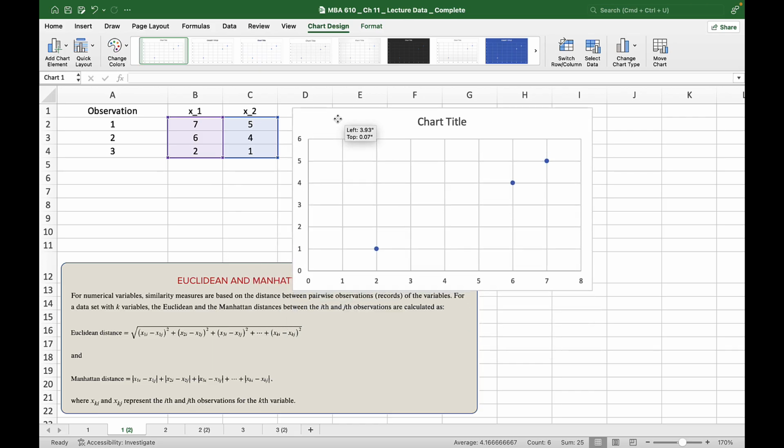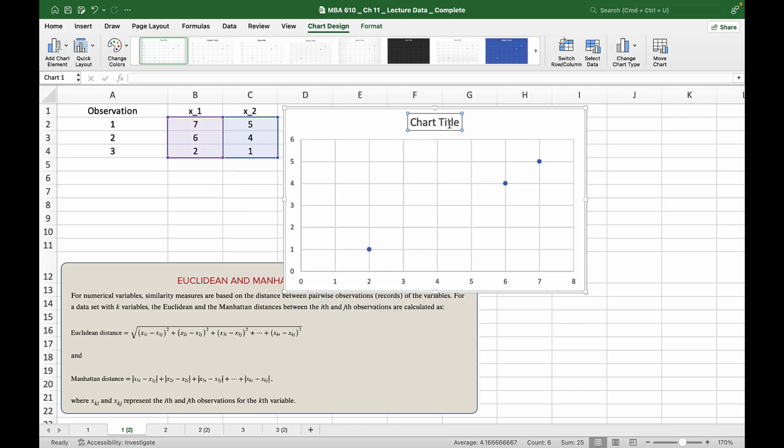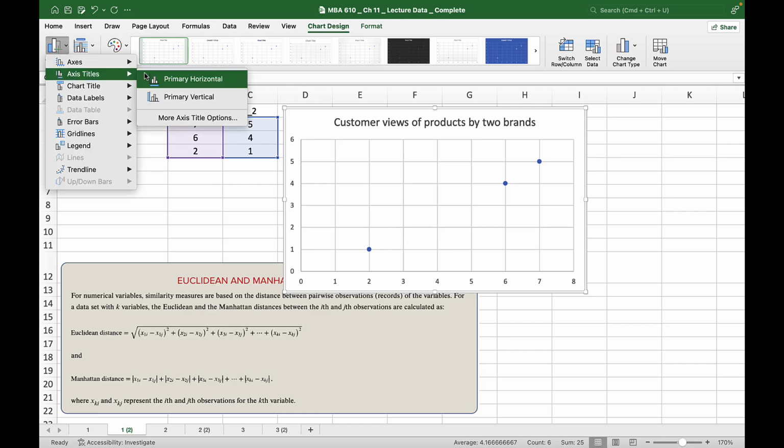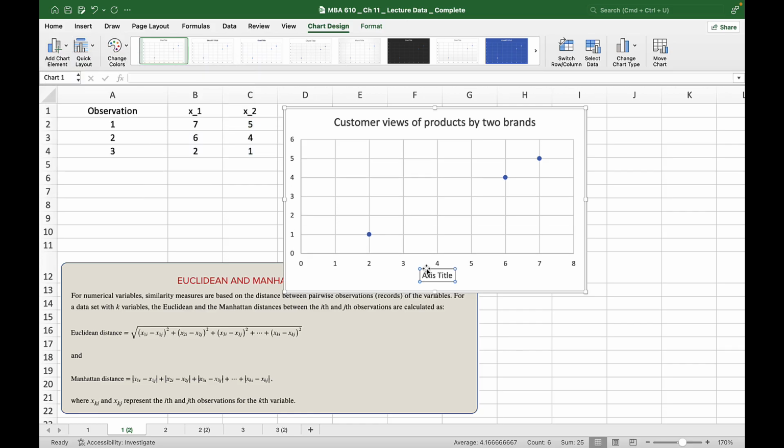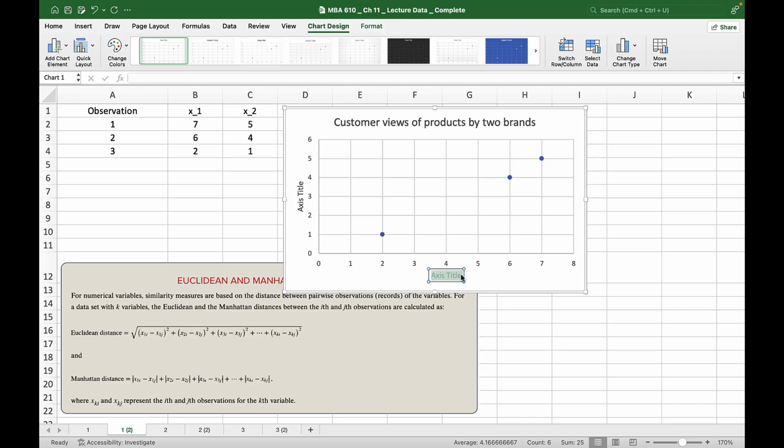as a scatter plot. All right, customer views of products by 2 manufacturers, or I said brands before. So X1 will be brand 1. That's how many times they viewed a product by brand 1, and this is how many times they viewed a product by brand 2.